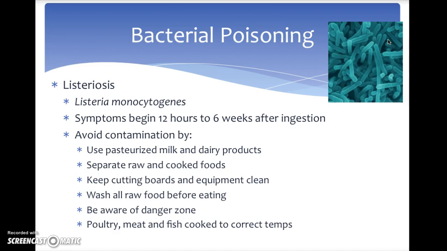So to avoid this contamination, you want to make sure all your milk is pasteurized, all your dairy foods are pasteurized, which we'll talk about later on. You can separate your raw and cooked foods, which you should always do, and we'll talk a lot about that in the next recording. Keeping cutting boards and equipment clean, washing all raw food before eating, that's fruits and vegetables. We'll talk about the temperature danger zone. And then again, making sure that your meat, fish, poultry is all cooked to the correct temperature will help prevent this bacteria.